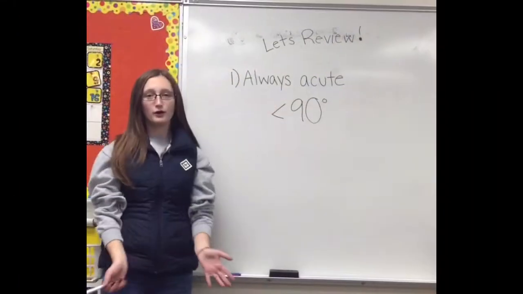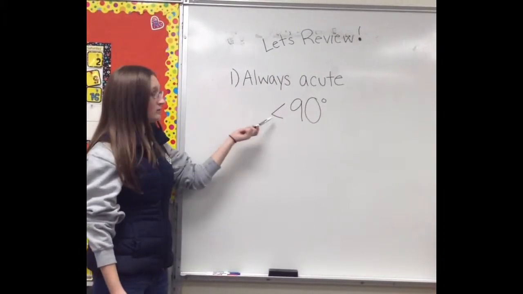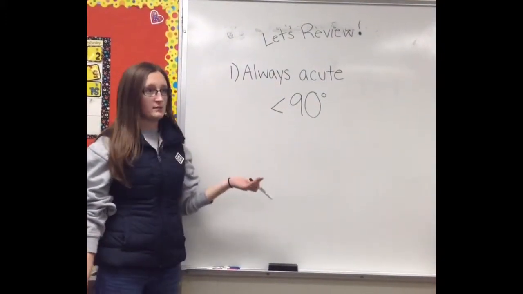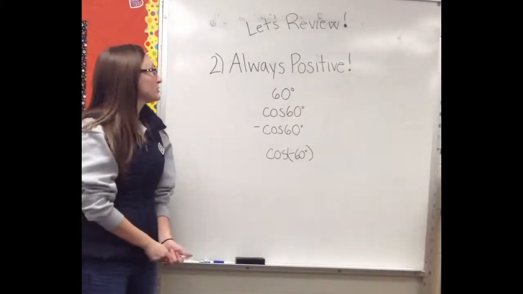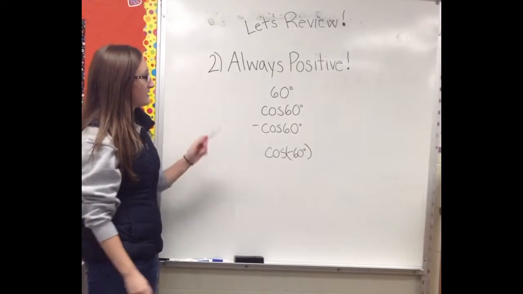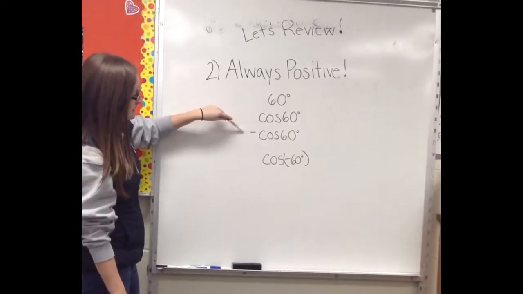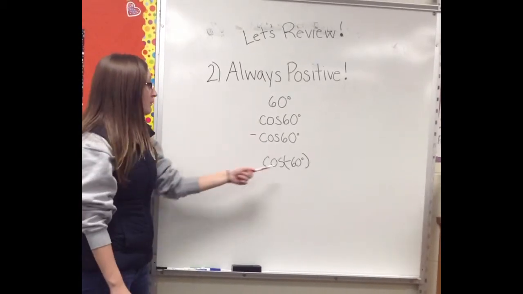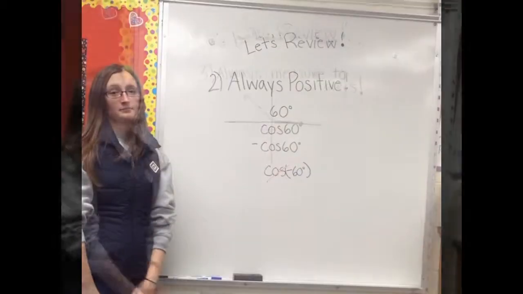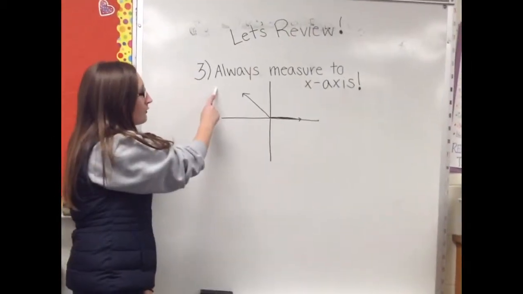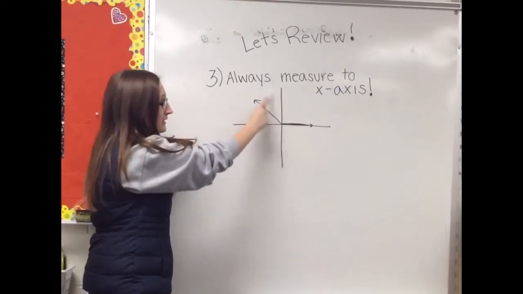All right, so what are our 3 rules about reference angles? Number 1, they're always acute, and they're less than 90 degrees. If you get something like 110 degrees, you have to try it again, because that's wrong. Rule number 2, reference angles are always positive. It could be 60 degrees, it could be cosine of 60 degrees. It could be negative cosine of 60 degrees. But if you put a negative in front of your degree measurement, it's wrong. And lastly, rule number 3, always measure from your terminal side to the x-axis, not the y-axis.